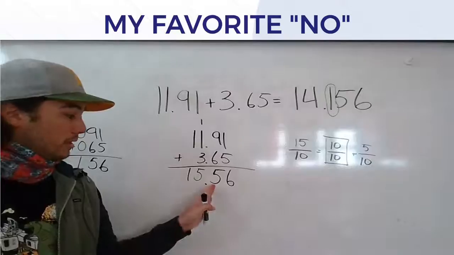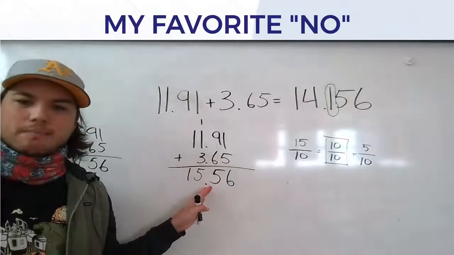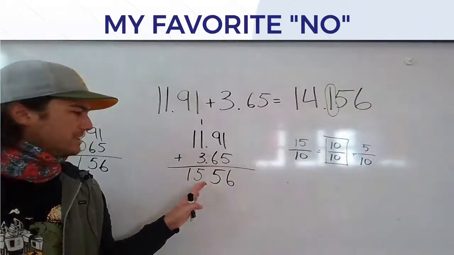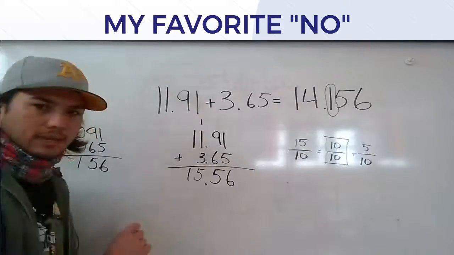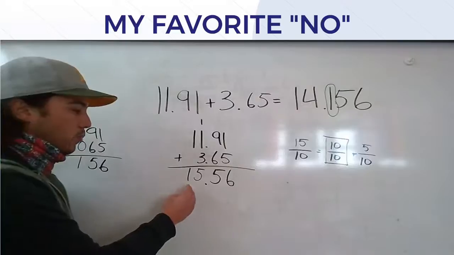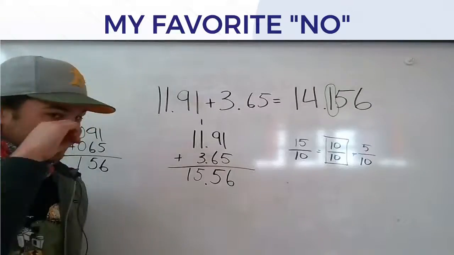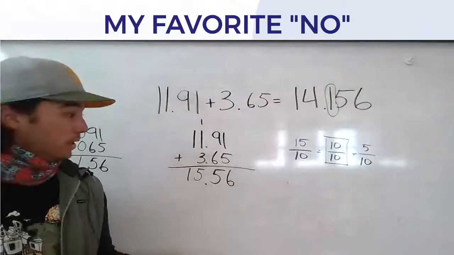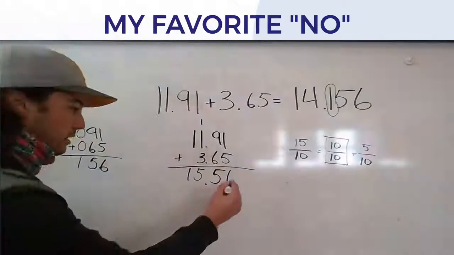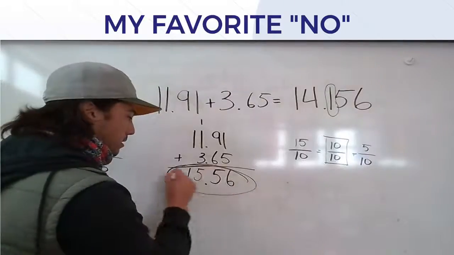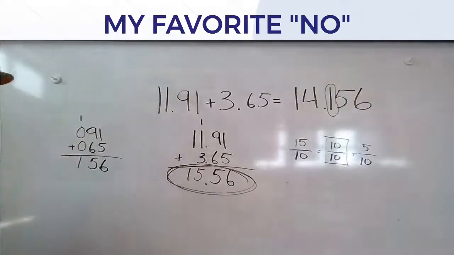Now, the only thing is the decimal point doesn't mean there's like two separate things here. All it means is this is where whole numbers end and decimals begin. So if you create a whole number, it goes to the one side. Okay, so this would be our accurate answer here.